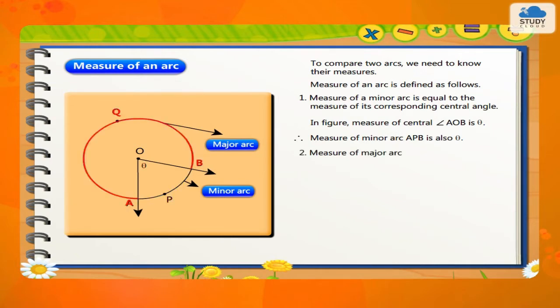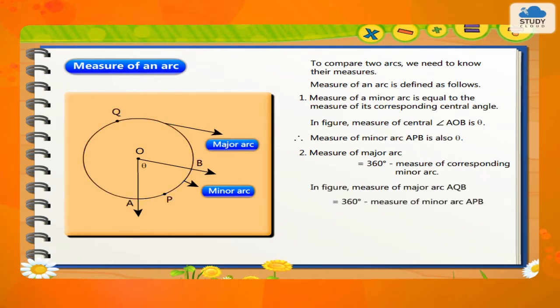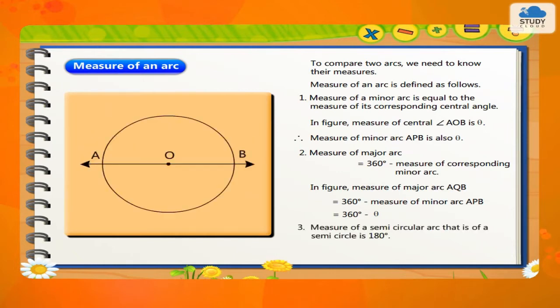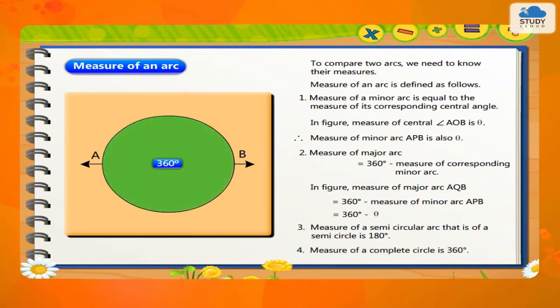2. Measure of a major arc is equal to 360 degrees minus the measure of the corresponding minor arc. In the figure, measure of major arc AQB is equal to 360 degrees minus measure of minor arc APB, which is equal to 360 degrees minus theta. 3. Measure of a semicircular arc, that is of a semicircle, is 180 degrees. 4. Measure of a complete circle is 360 degrees.